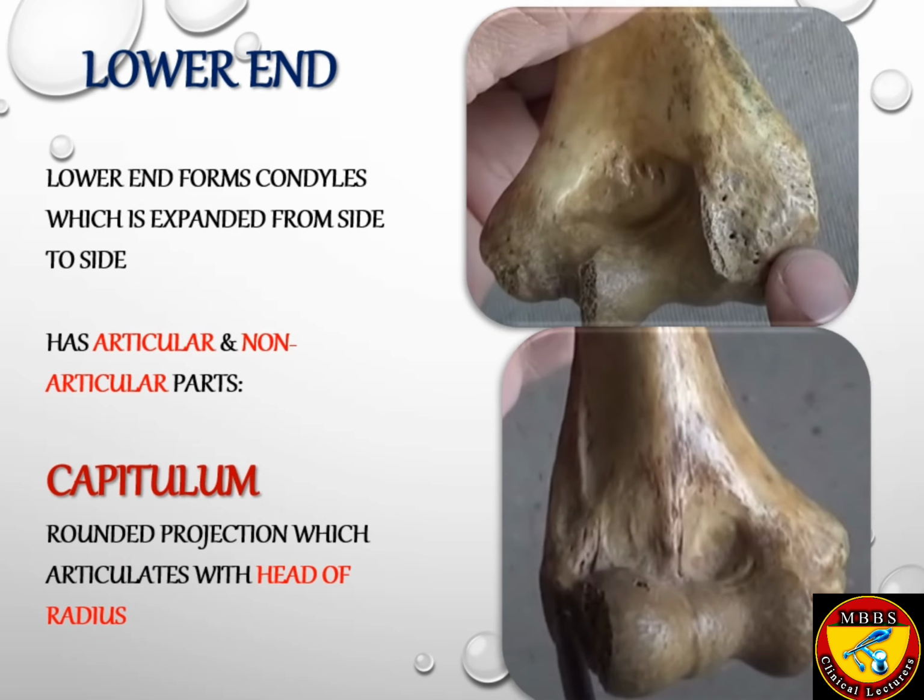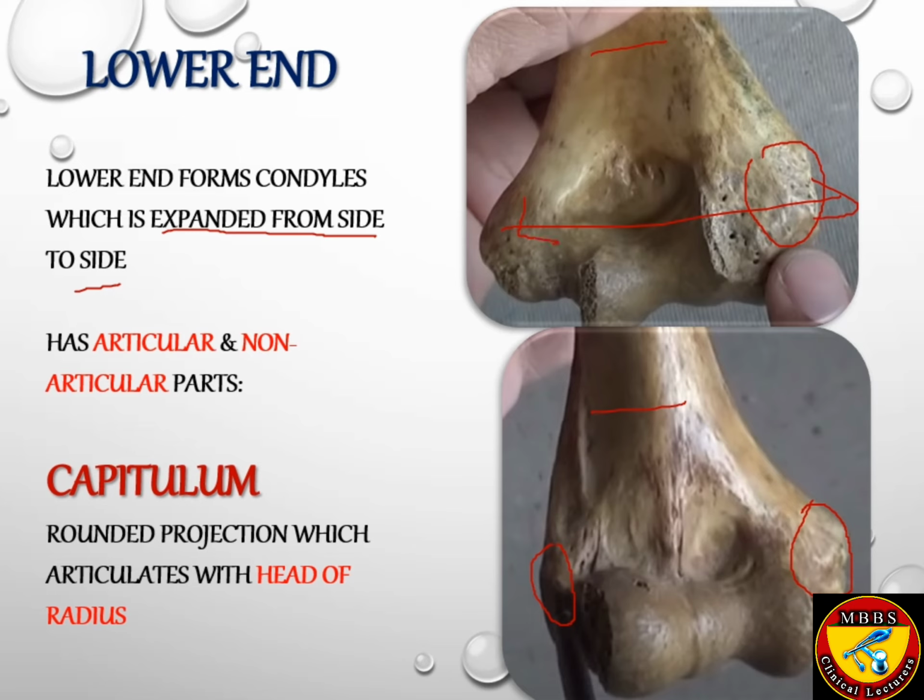Lower end. The lower end forms condyles: this is the medial condyle, and this is the lateral condyle. This is the anterior aspect and this is the posterior aspect of the lower end. So the medial condyle and lateral condyle are expanded from side to side. You can see the lower end is expanded from side to side.